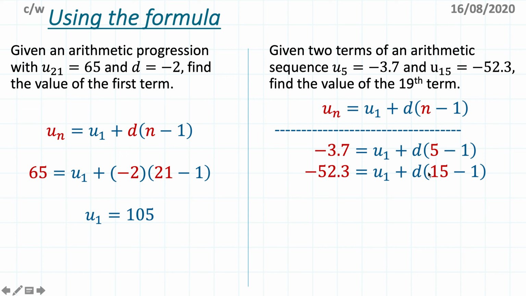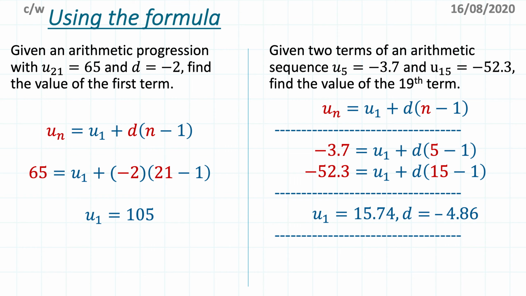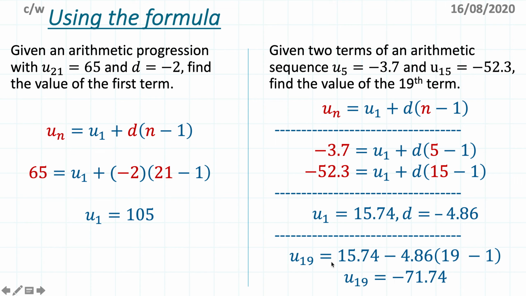If you need help, there's another video on this. Solving this is going to give you the first term as 15.74 and the common difference as -4.86. There's another way to find the common difference, a quicker method, but this is a more formal way. Once you have the first term and the common difference, you can use them to substitute in the general formula. And once you do that, you can easily get the 19th term. So you're just going to substitute the 19 here, minus 1, and then you get -71.74.